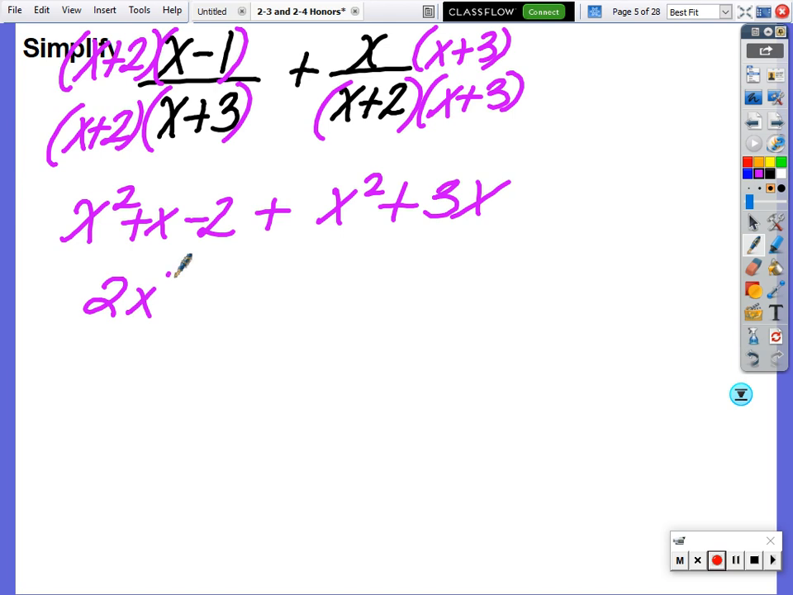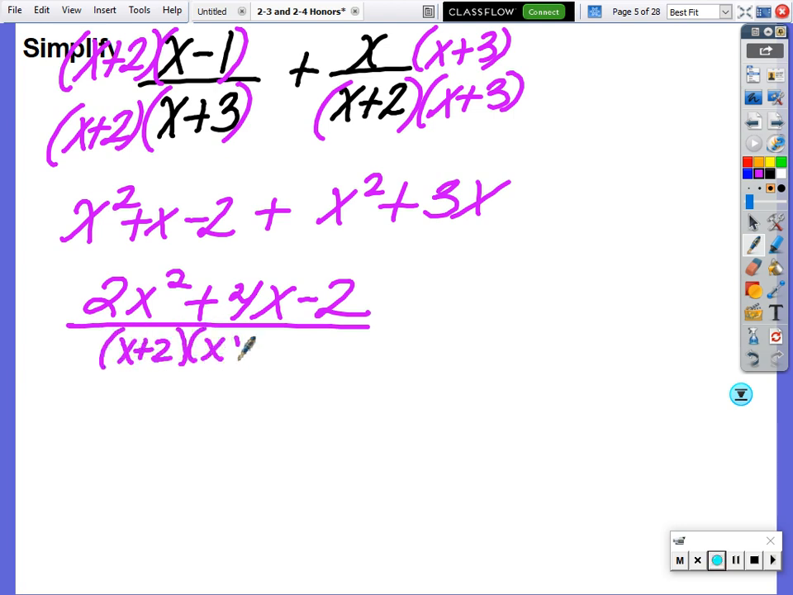So we have 2x squareds. We have plus 4x minus 2. And then that is all over... Now put the denominator back. All over x plus 2, x plus 3. You'd say, there's my answer.